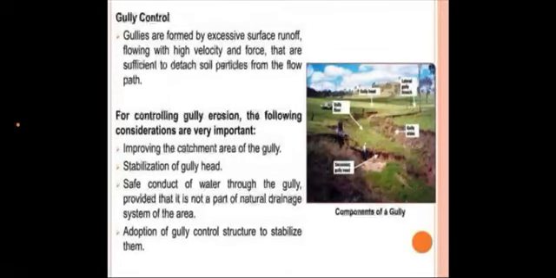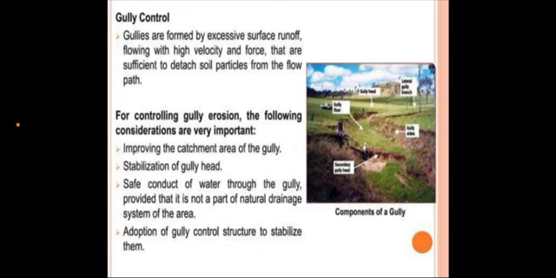Good morning. We are going to discuss gully control. Gullies are formed by excessive surface runoff, followed by high velocity and force that are sufficient to dislodge soil particles from the flow path.